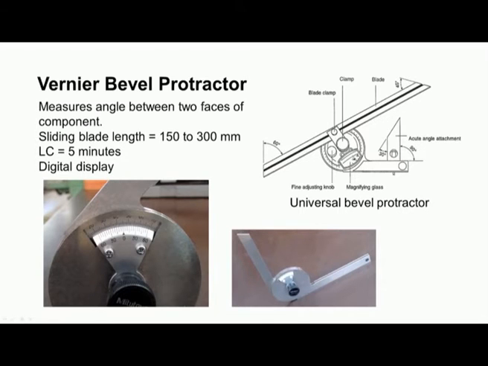There is a magnifying lens for easy reading, and there is a fine adjustment knob for proper adjustment of the blades, and this is the clamp to clamp the blade to the body. So, with these additional attachments, the simple bevel protractor is called a universal bevel protractor.